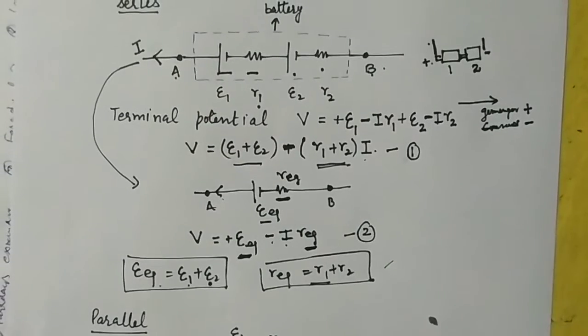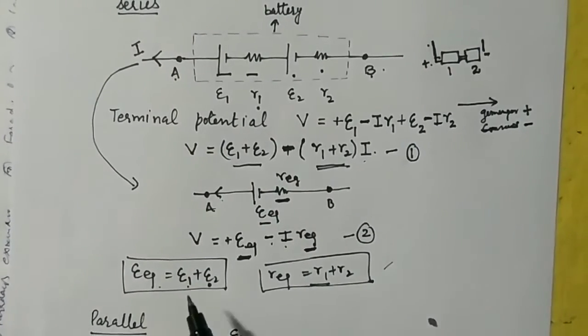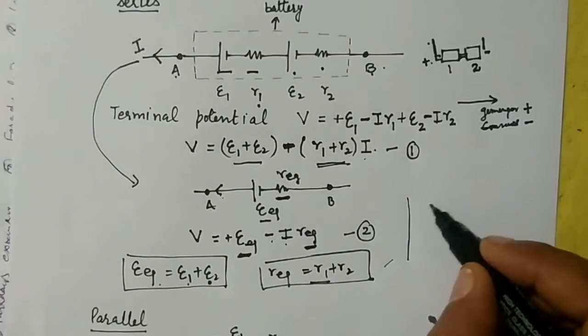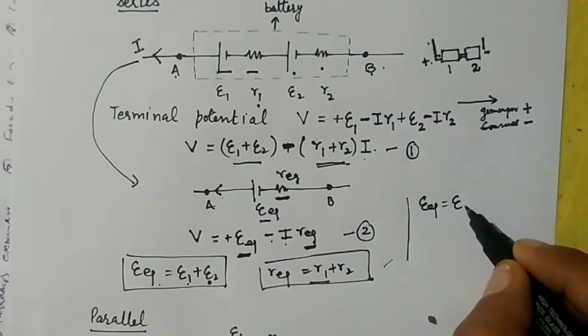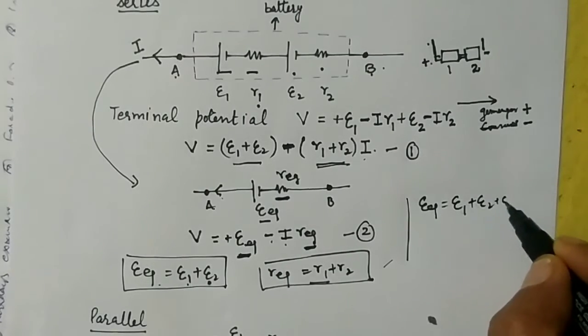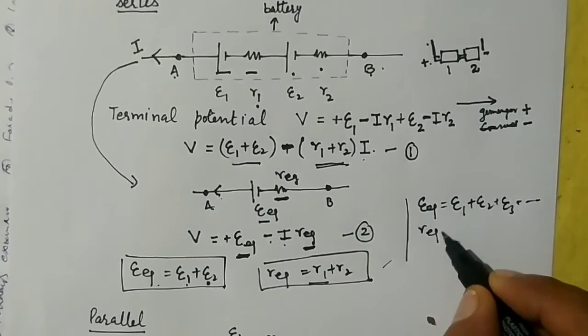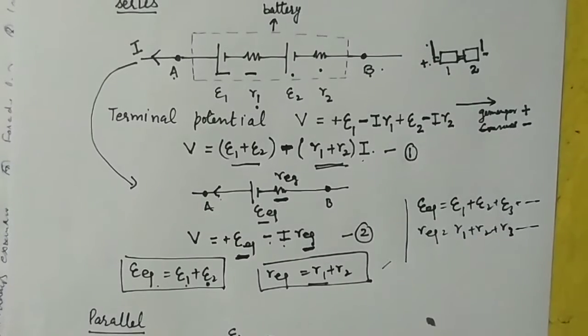So this is your equivalent EMF. We can say that when cells are in series combination, the equivalent EMF is equal to the sum of the individual EMFs. If we have four or five cells in series combination, then the equivalent EMF will be E1 plus E2 plus E3 and so on, and the equivalent resistance will be R1 plus R2 plus R3 and so on.